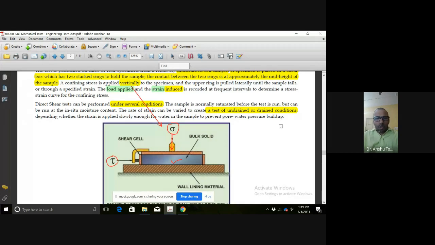Because it is not always that we have got the dry specimen. Sometimes near a river or near a canal, we are required to test the shear properties of the soil, and there the water table is quite high. So we do have moist conditions in the soil on those in situ site conditions.